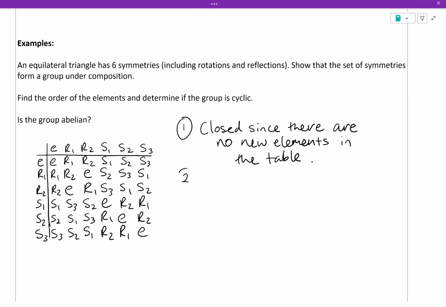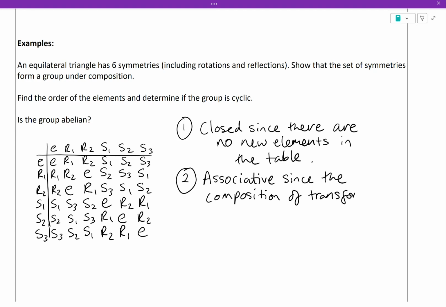Okay, number two, associativity. So you're allowed to assume that the composition of transformations is associative. So I can just say associative since the composition of transformations is associative.